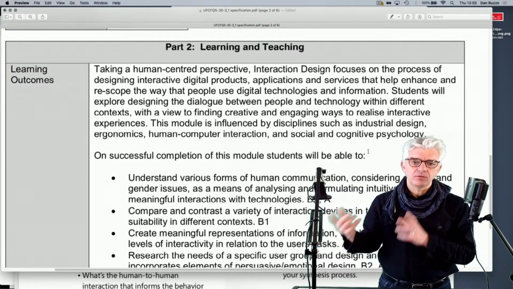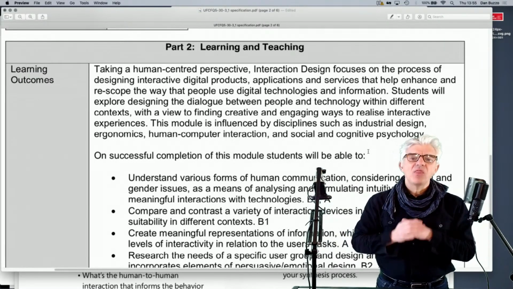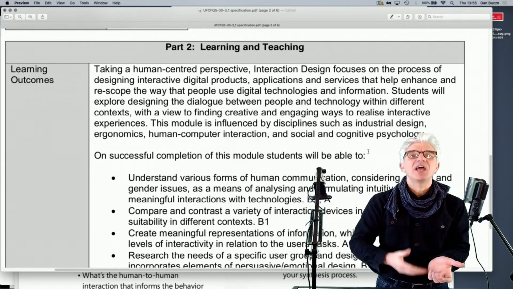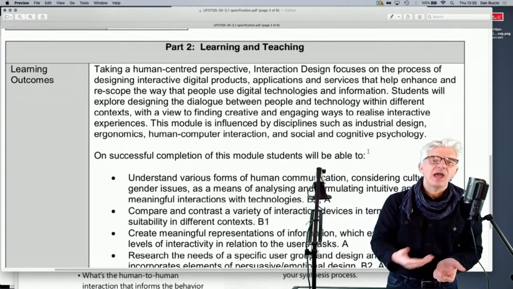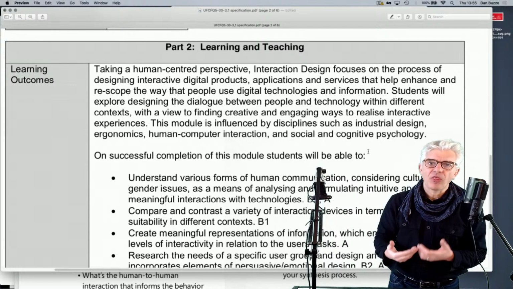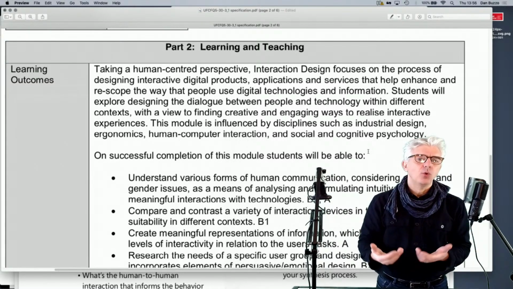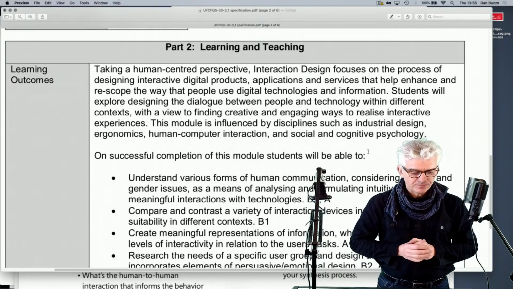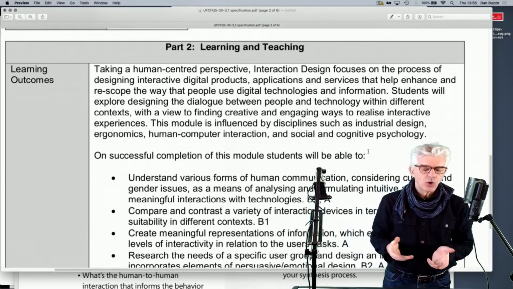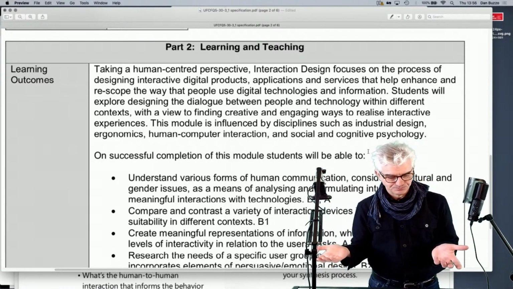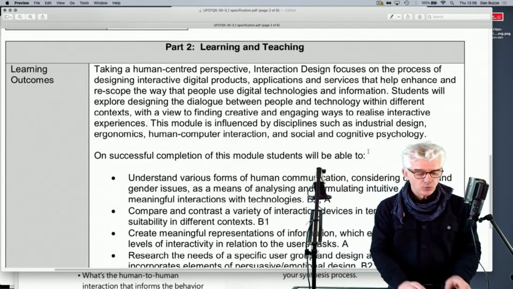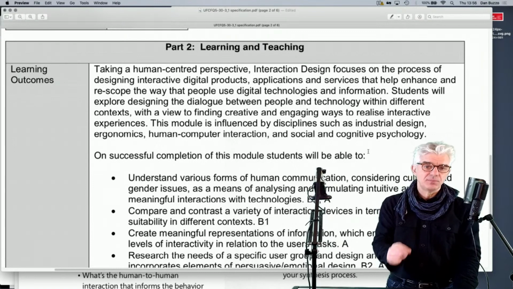And knowing that, like the lessons that we saw from some of the videos, just by making products, putting designs into the world changes the world and the problems change, how can we keep checking that the things that we've made still work, or the problems that we thought we saw or we thought people had still exist and they haven't changed? So we explore this dialogue between people and technology within different contexts, again this word context, with a view to finding creative and engaging ways to realize interactive experiences.